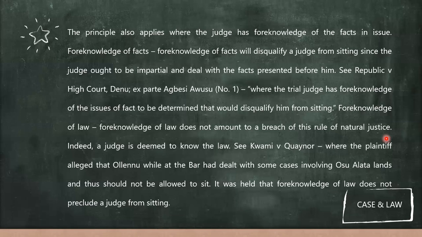Maybe for one, it may be a family fighting over a land. For another, it may be a stool. For another, maybe a chief priest. For another, maybe a brother. So the facts may be different, but the law in dealing with the Oswalata lands may be one. So kindly note that here we are talking about foreknowledge of the facts and not foreknowledge of the law. I hope I have explained it very well.